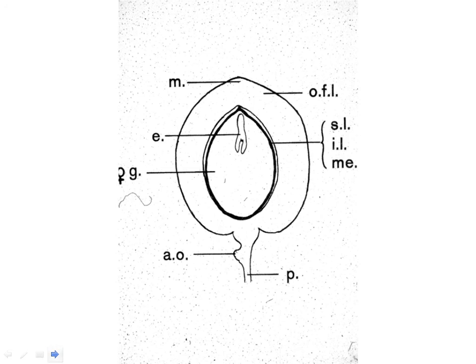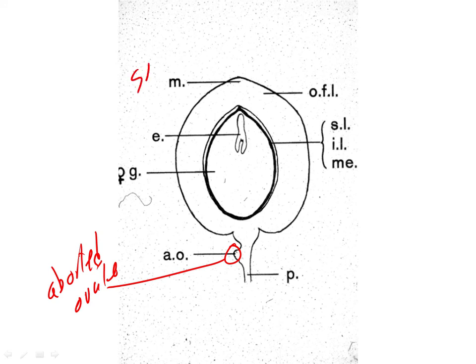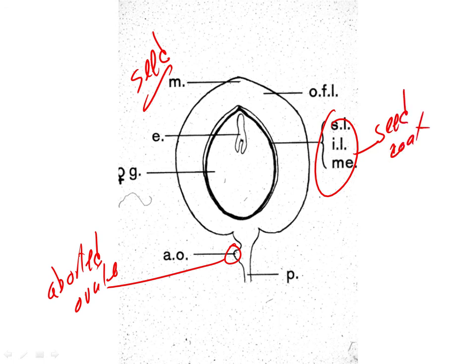Not sure we're going to have time to label all the structures here, but you can find them from what we've done. The only thing I'll tell you here, that thing is an aborted ovule. So that's about the size of that ovule that we saw at the very beginning, and you can see the tremendous size difference between the seed, the mature seed with the seed coat, and the size of the young ovule prior to that. That's it. Very good.